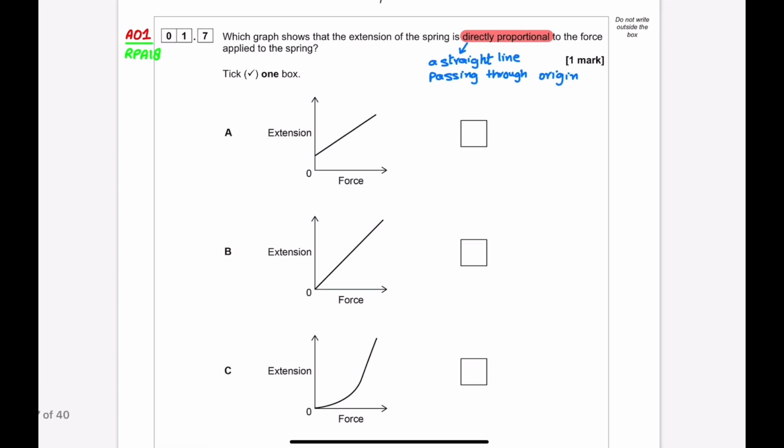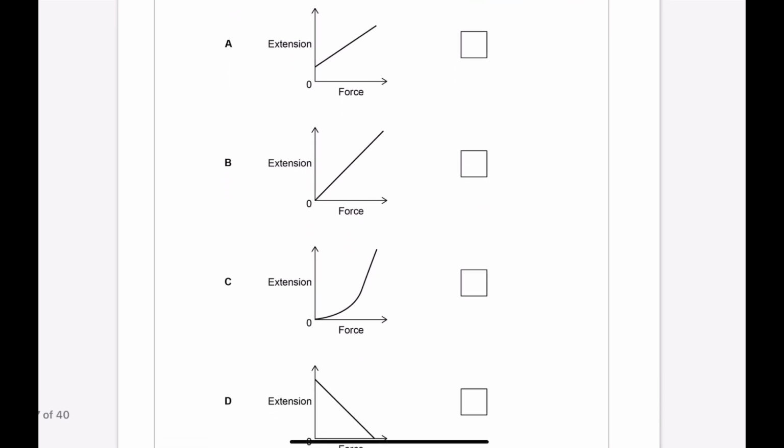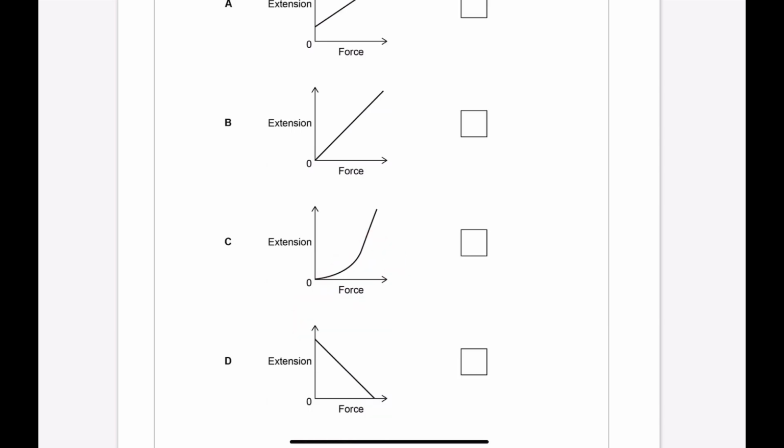We have four options. We can see here in first option we can see the force and the extension. The straight line is present, but the straight line is not passing through the origin. In option number C, we can see here the line is passing through the origin, but it is not a straight line. In option number D, we can see here a straight line is present, but it is not passing through the origin. Among A, B, C and D, the straight line which is passing through the origin, that is option number B.